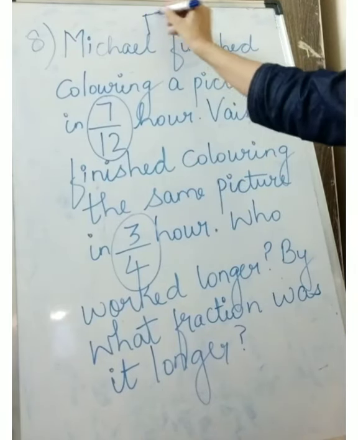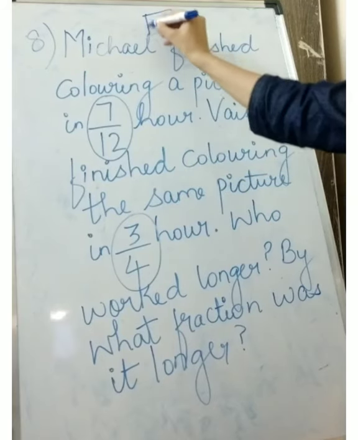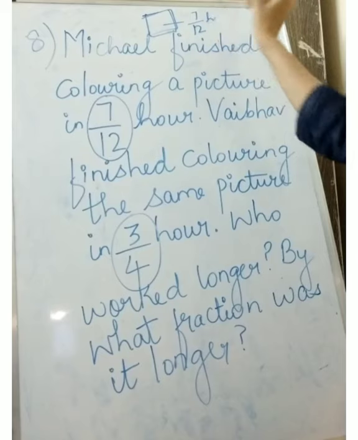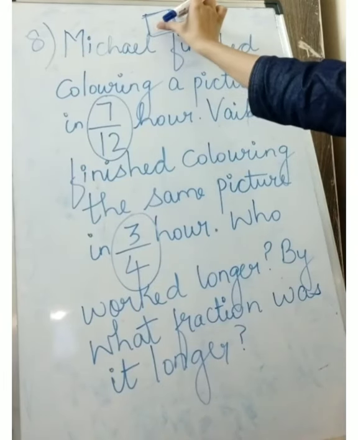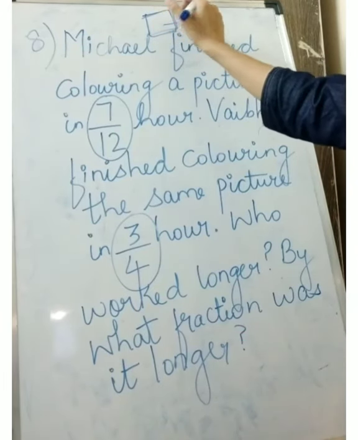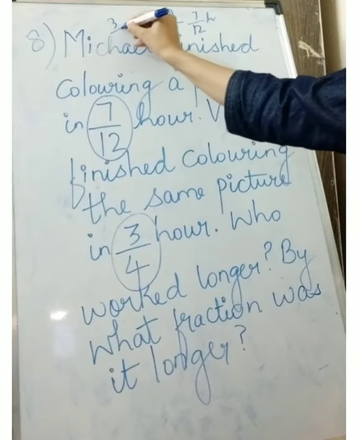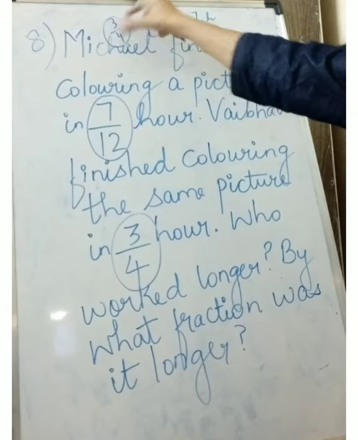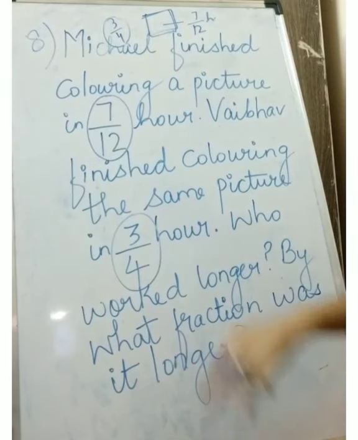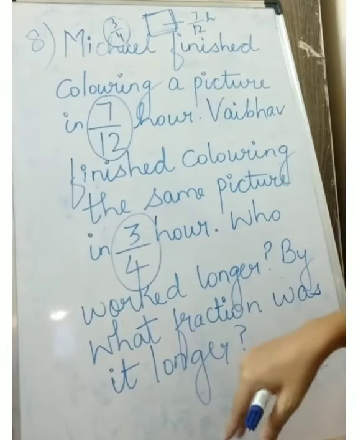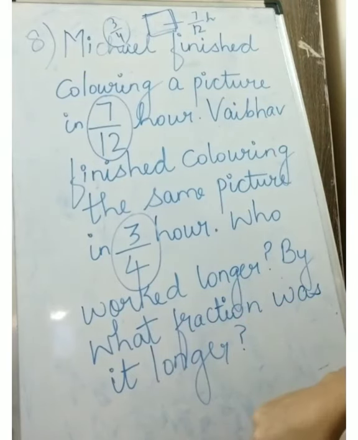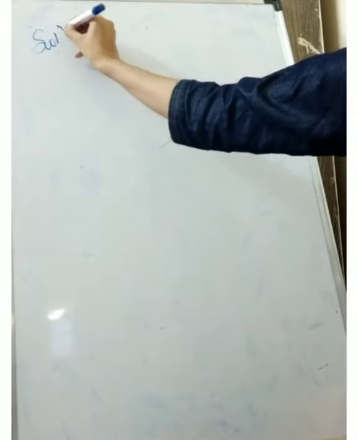Suppose we have one picture. In this picture Michael took how much time? 7 upon 12 hours to finish coloring a picture. Same picture, Vaibhav took 3 upon 4 hours to color. So this is the time taken by Vaibhav and this is the time taken by Michael. We have to find out who took more time to color a picture and what was the fraction. The difference also we have to find out. Okay, so we will write the solution.